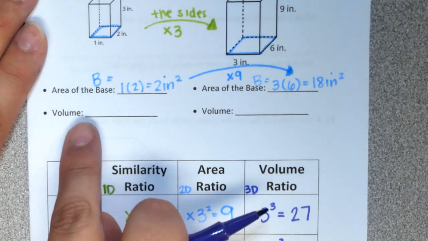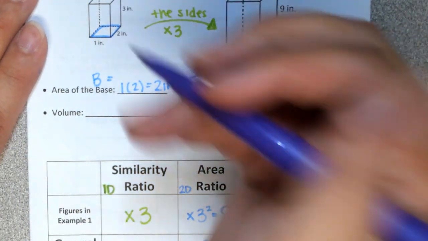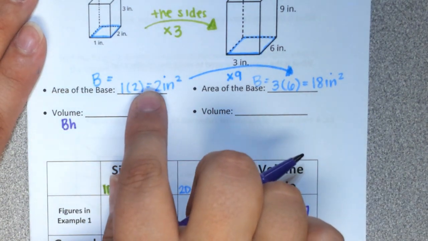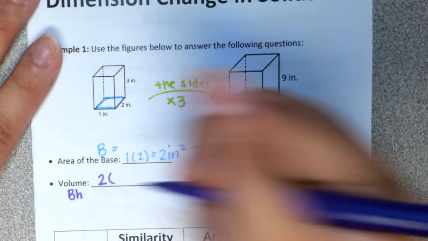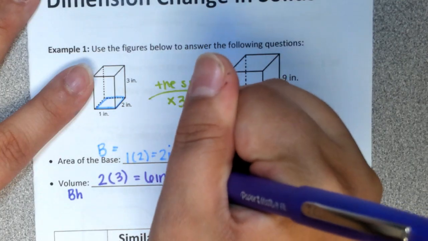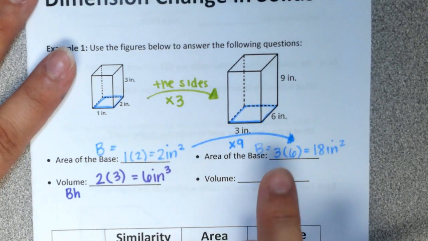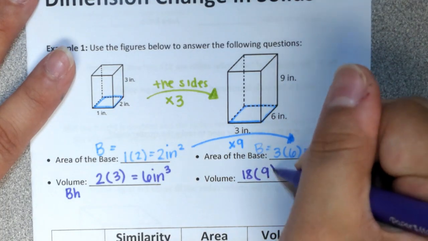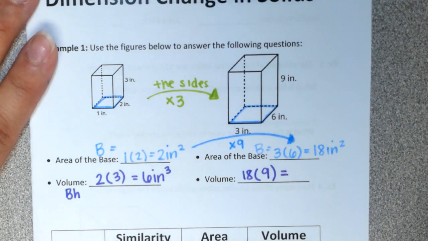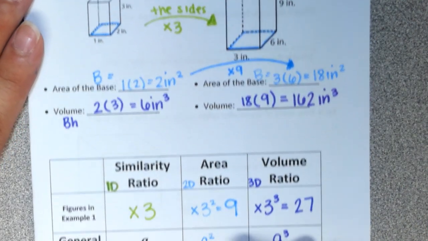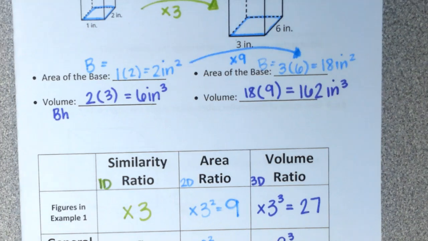So go up a little bit. What's the formula for volume of a prism? Big B H. Do you agree we already found big B right here? So what is 2 times, what's the height? 3. What's 2 times 3? 6 inches cubed. And then same thing here. Big B is 18. What's my height here? Can somebody tell me 18 times 9? Thank you. Write that down, please.